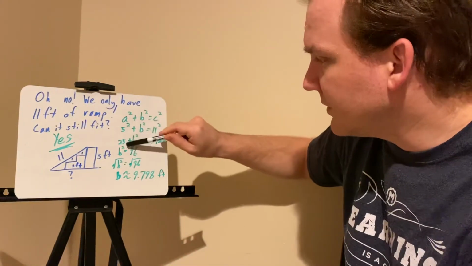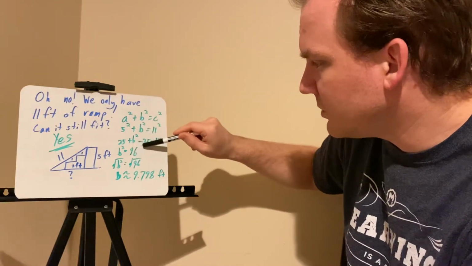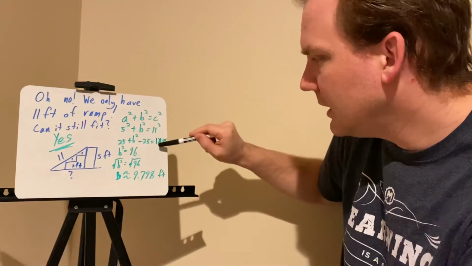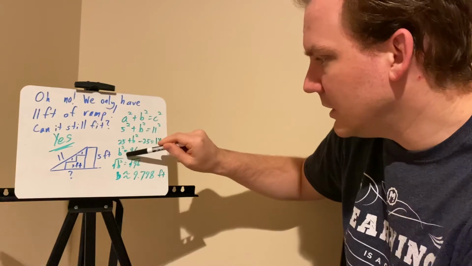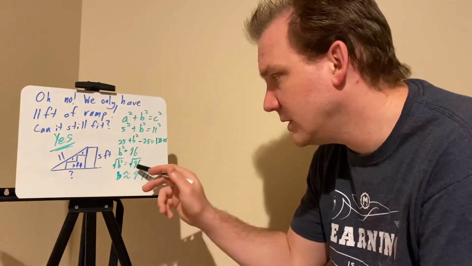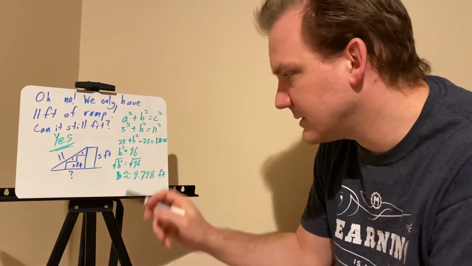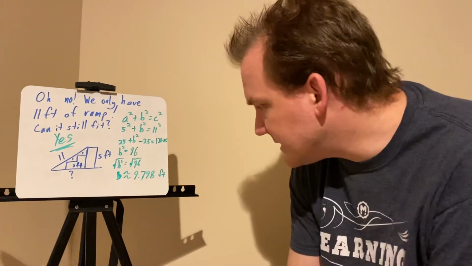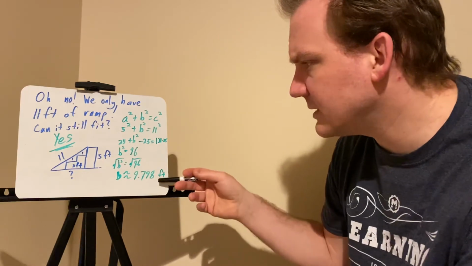Then we do 5 squared is 25, 11 squared is 121. I went and took away 25 here, so I did 25 plus B squared minus 25 equals 121 minus 25. That leaves me with B squared equals 96. I can now take the square root of both sides of the equation. The square root of B squared equals the square root of 96. That leaves me with B is about 9.798 as an approximation for B.